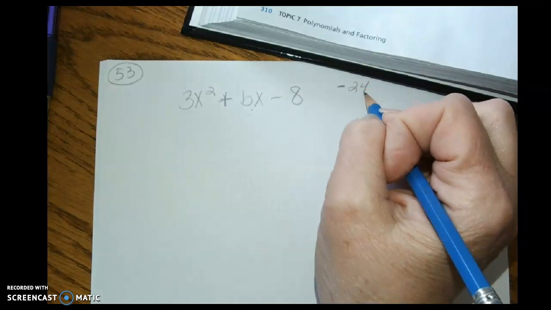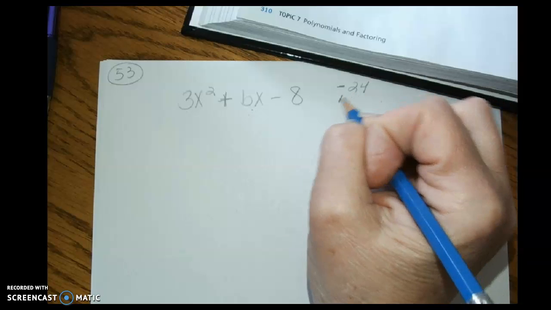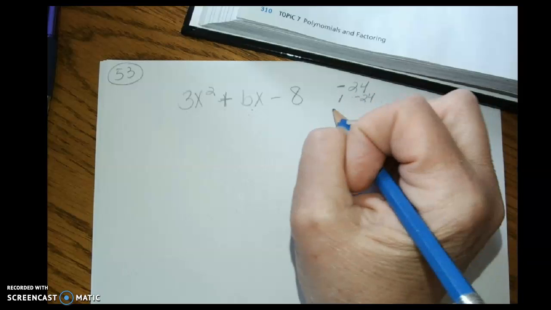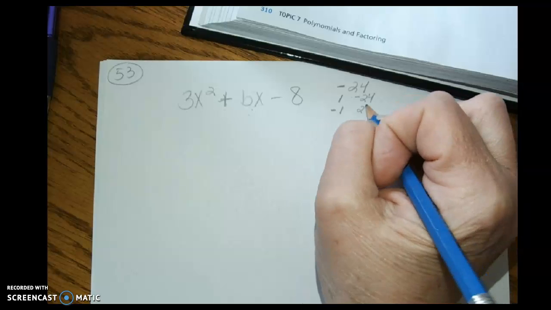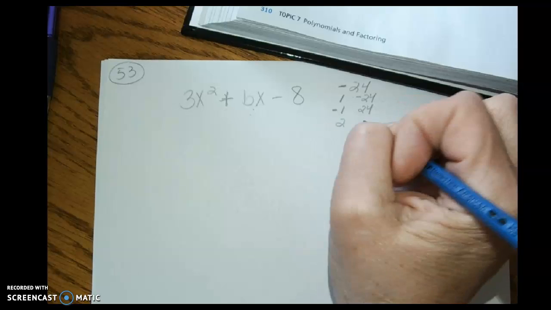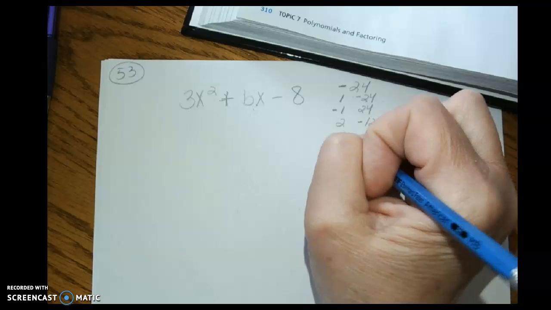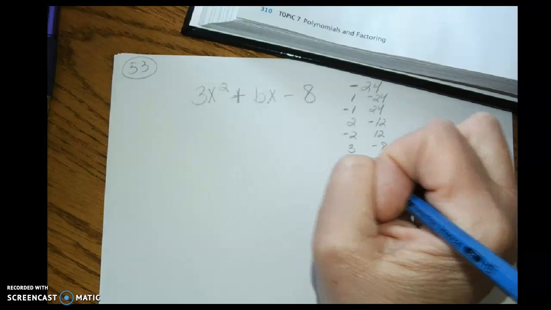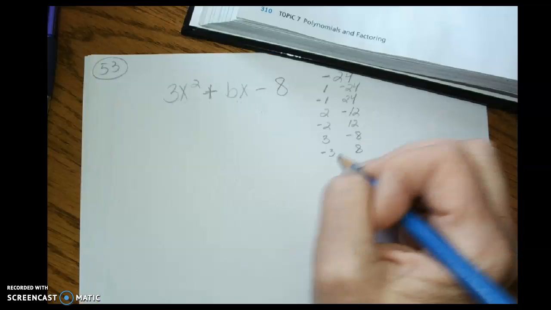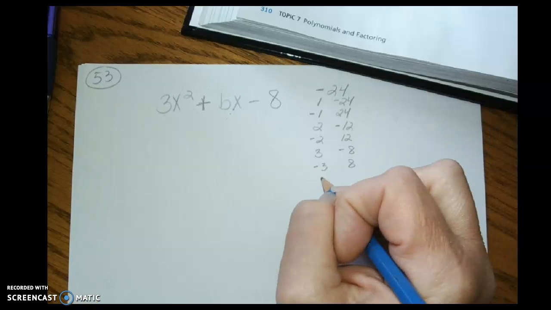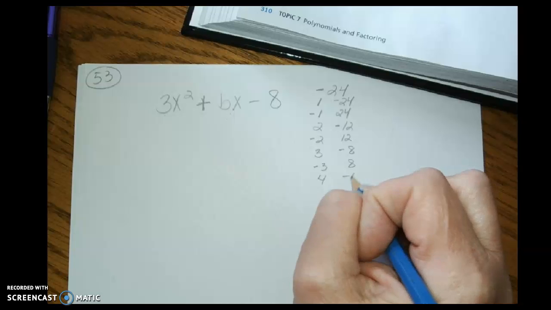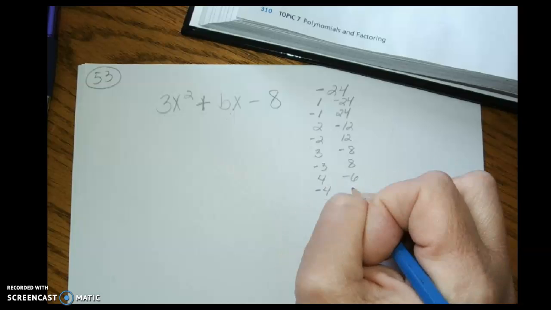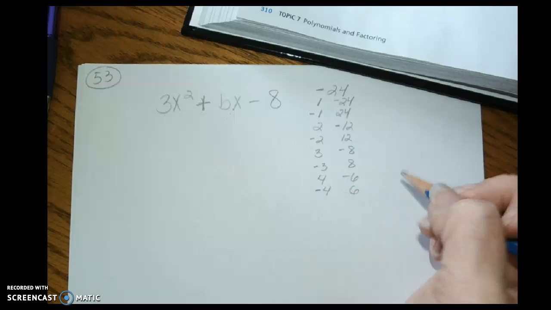So when I'm doing my factors here, I'm going to have 1 times negative 24, and then negative 1 times positive 24. 2 and negative 12, and negative 2 and positive 12. 3 and negative 8, and negative 3 and positive 8. 4 and negative 6, and negative 4 and positive 6. And thank goodness we're done.